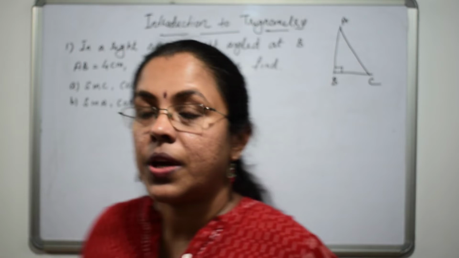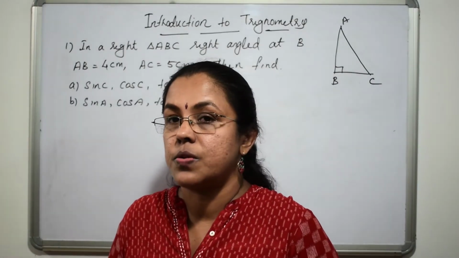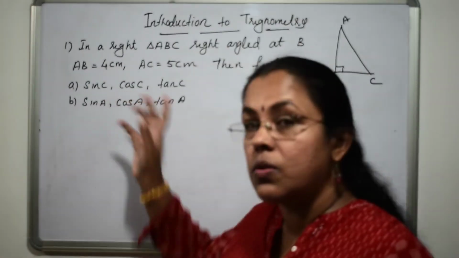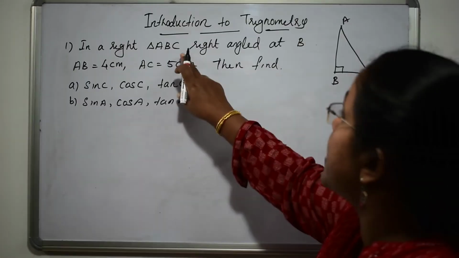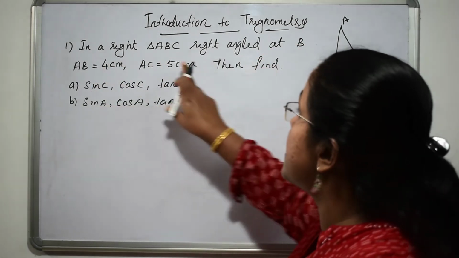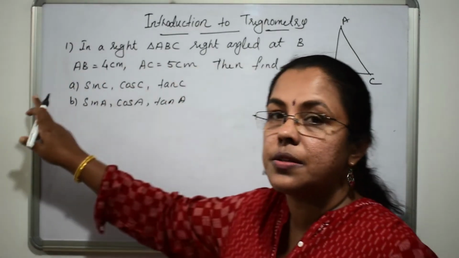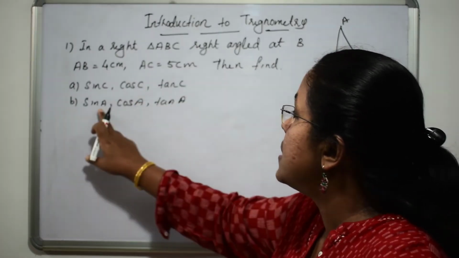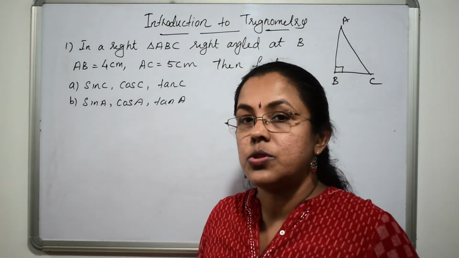Okay, now we will discuss some problems related to trigonometric ratios. If any two sides of a right triangle are given, we can calculate the trigonometric ratios. Look at this question. In a right triangle ABC, right angled at B, AB is equal to 4 cm, AC is equal to 5 cm, then find the trigonometric ratios sin C, cos C, tan C, sin A, cos A, tan A. Okay? Now we will try to solve the problem.